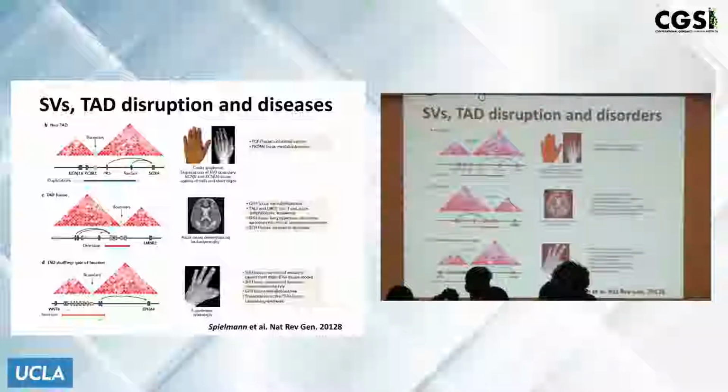Or you might have an inversion, where you had segments. This region was not interacting with this one. Now you have an inversion, and now they do. So these are three different structural variations, which all three are disrupting TAD structure and resulting in three different diseases. Most of them are usually development disorders, because the phenotype usually tends to be quite strong.